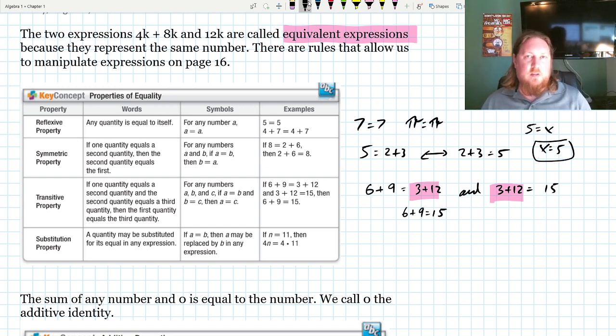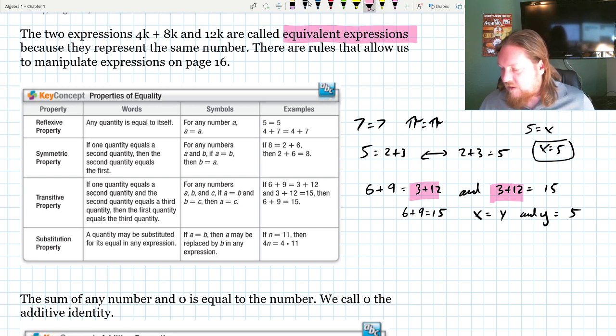Now, what we usually see this with is variables. I know x equals y and y equals 5. So I'm going to skip over this part here where we have both y's, and then I'm just going to write x equals 5. That's the transitive property, and that's more commonly how we use it.